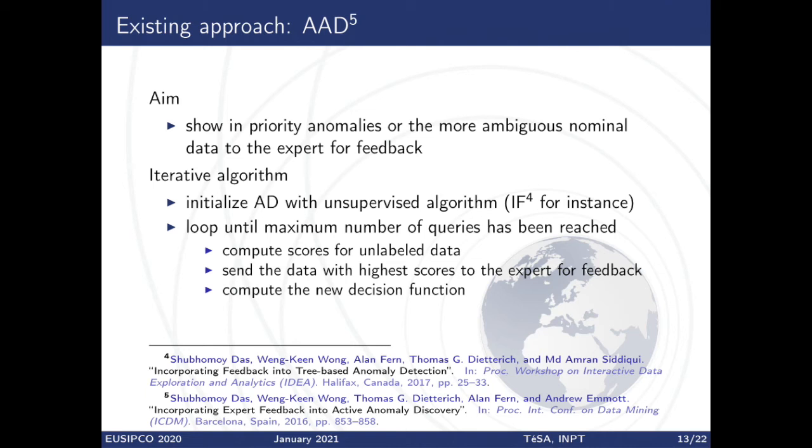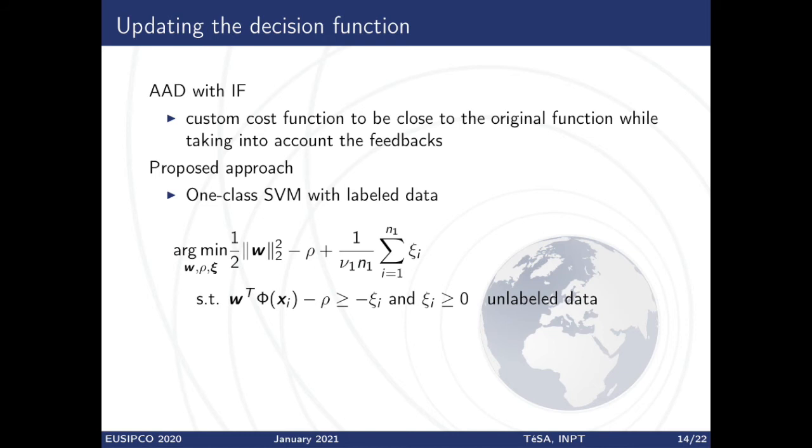And then there is a loop until a maximum number of queries to the expert has been reached. So in a loop, namely, you compute the scores for unlabeled data, and you send the data with the highest anomaly score to the expert for feedback, and you compute the new decision function. So the key here is how to compute this new decision function with the labeled and unlabeled data. So for active anomaly discovery, the authors propose a custom cost function which tries to be close to the original solution while taking into account the feedbacks.